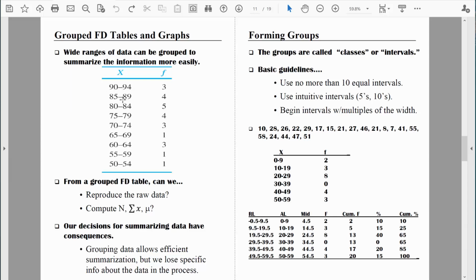We call these groupings classes or intervals. And we want to make them a particular way so that they're easy to read, so that they look nice, so that they're basically just consistent. Although these grouped tables are really nice, we can see 3 students scored in the A range, 4 students scored in the B range. This is a very flexible and useful table.